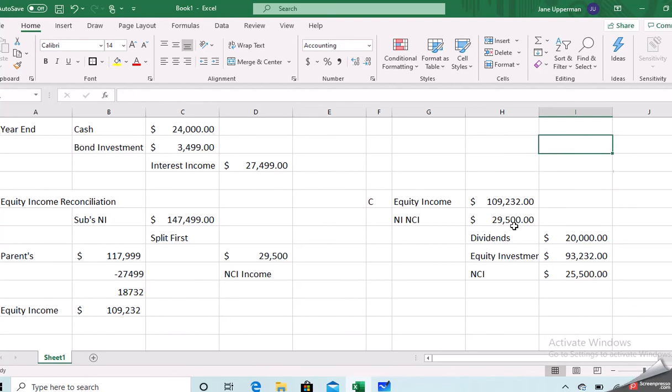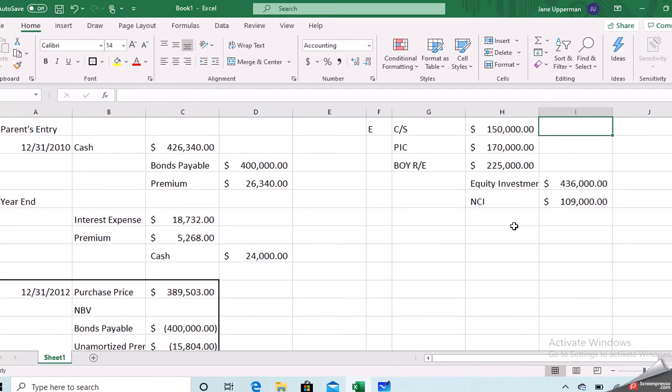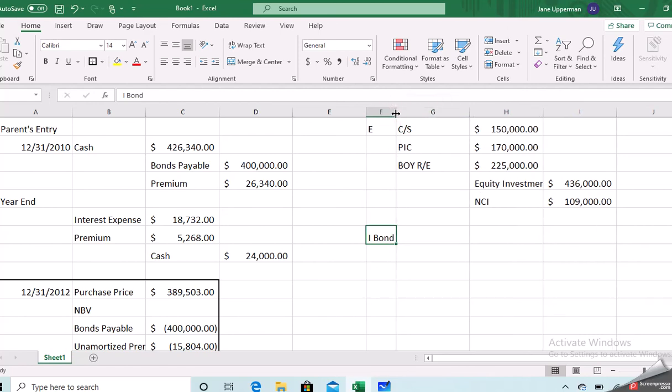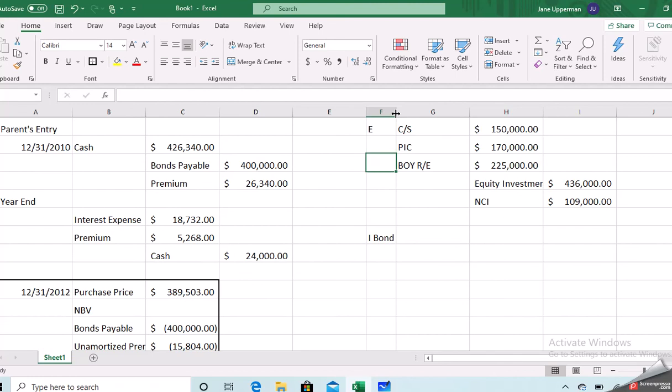Okay, now I'm going to come back up to this middle section and do the bonds because that's probably the entries that you're really kind of struggling with. So I do them in two entries. I think I call them both the I bond because you could sum them together like the textbook does. But what I do is I look at it to say, okay, the parent on their books has this bonds payable of $400,000. I need to eliminate it completely, and I need to eliminate the unamortized bond premium.